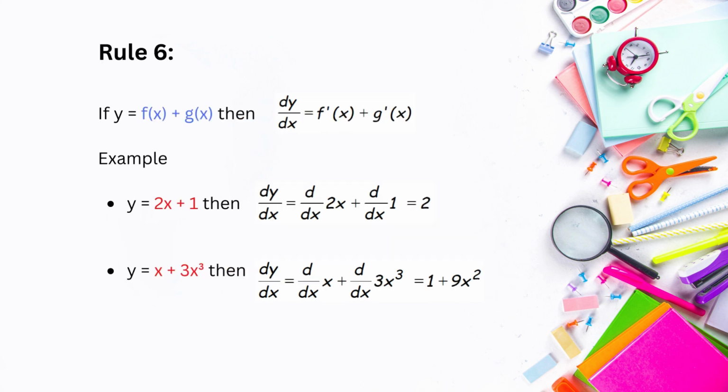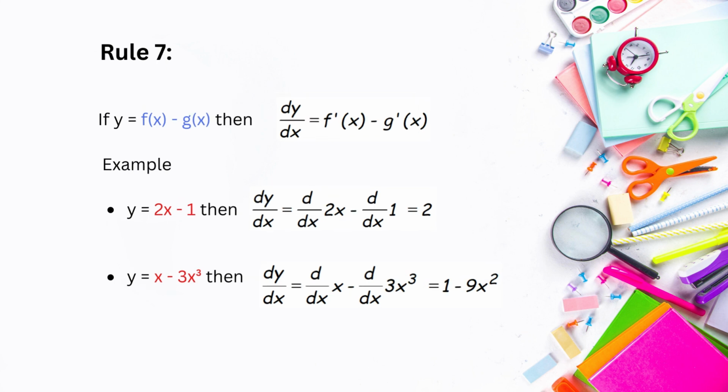For rule 6, f(x) plus g(x), to differentiate this, we need to differentiate it separately. For example, 2x plus 1, we need to differentiate 2x first, then plus the differentiation of 1. Rule 7, this rule is the same as rule 6 but with a minus operation.